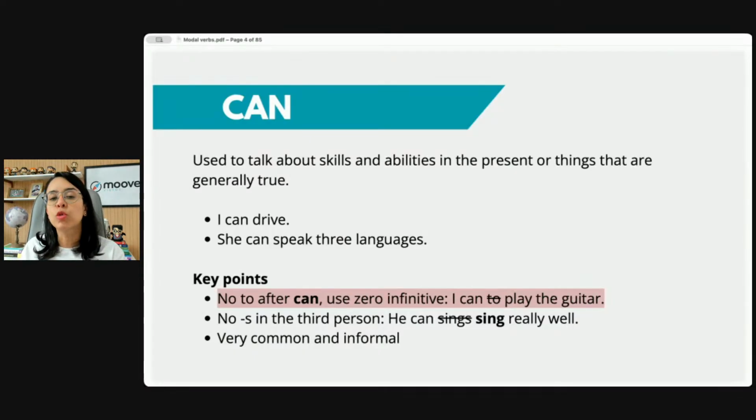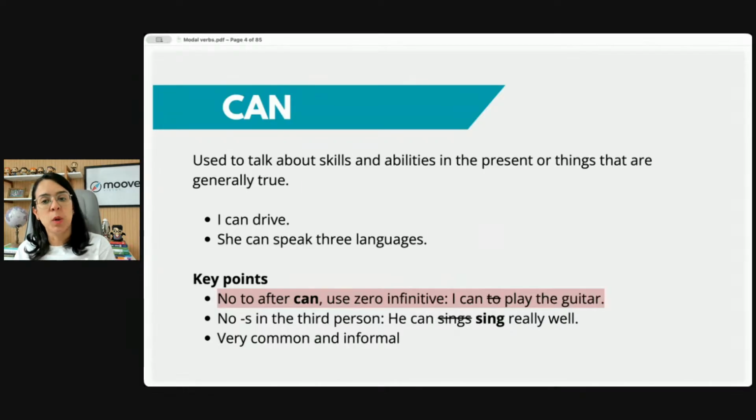And we also don't add the S to the verb in the third person singular, when we have he, she, it, for example. We don't say he can sings really well. No, he can sing, she can sing, I can sing. We don't change the main verb when we are using modal verbs. We never change the main verb. So this is a general rule for modal verbs that you gotta know.